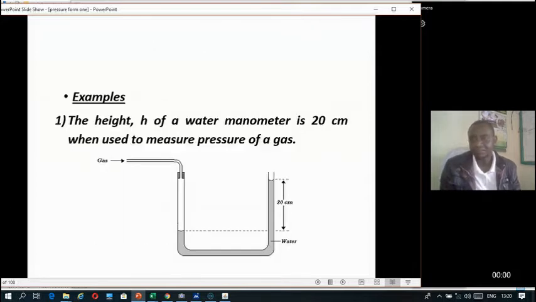Let's look at an example. The height h of the water manometer is, for example, let's say it is 20, and it is used to measure this. So if it is 20 now, let's get the pressure of the gas. We draw a line here. Pressure here should equal the pressure here.